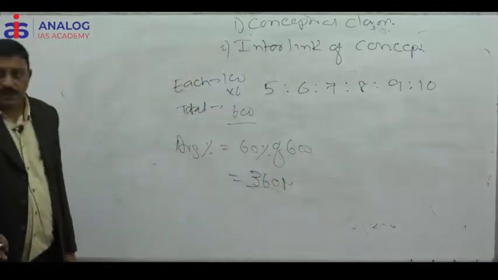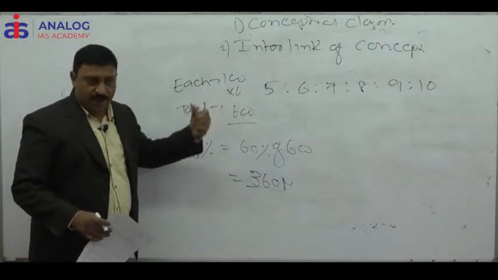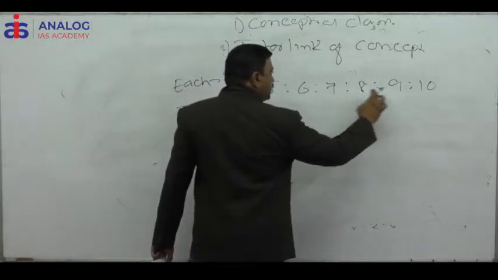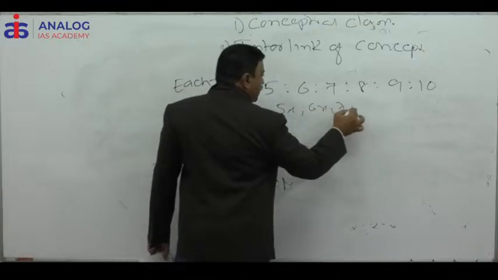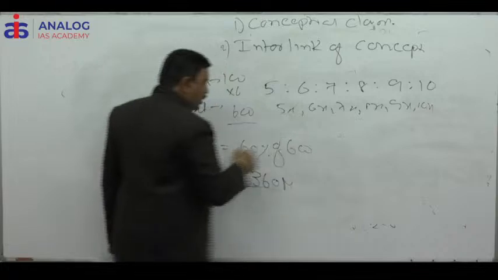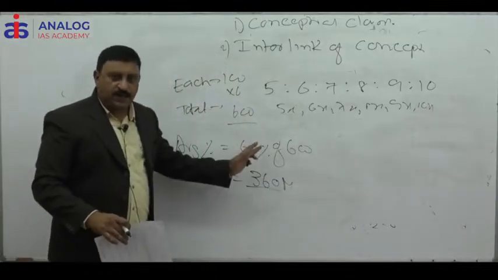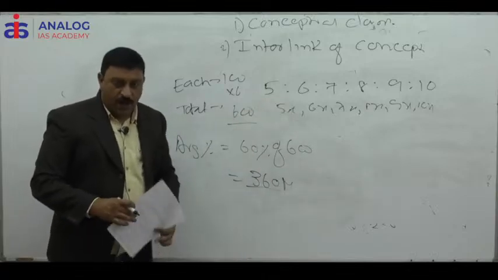360 marks in average concept, if you assume the maximum marks of each paper as 100. But how much he got is in the ratio 5 is to 6 is to 7 is to 8 is to 9 is to 10. I can write this as 5x, 6x, 7x, 8x, 9x and 10x. If you add all of them, it should be equal to the total marks, 360. Once you get that, you can find 5x, 6x, 7x.